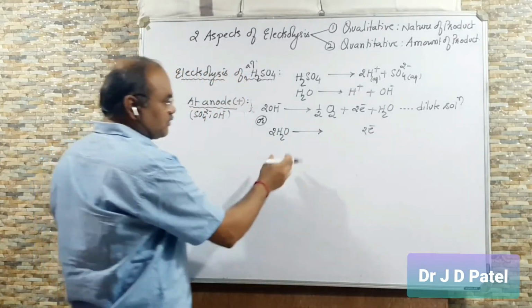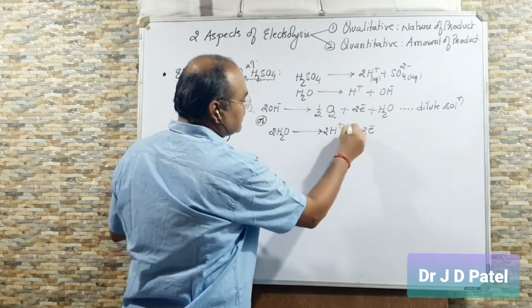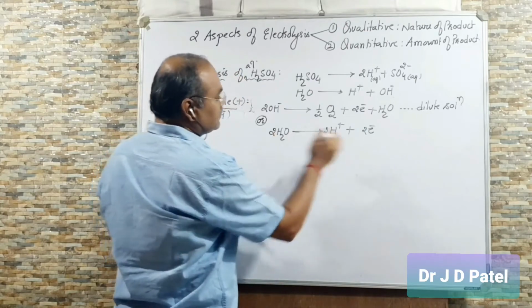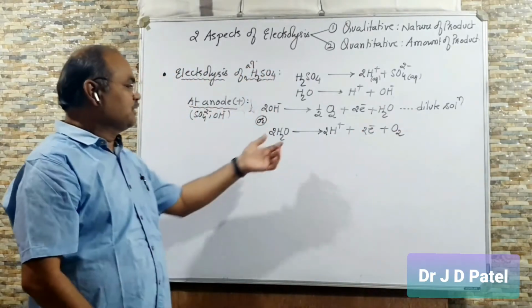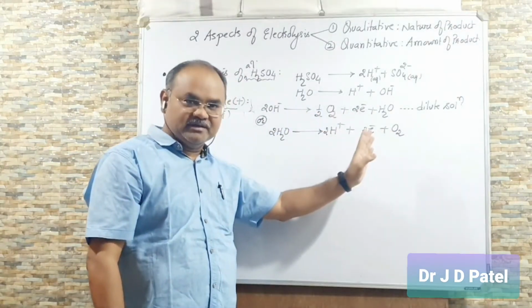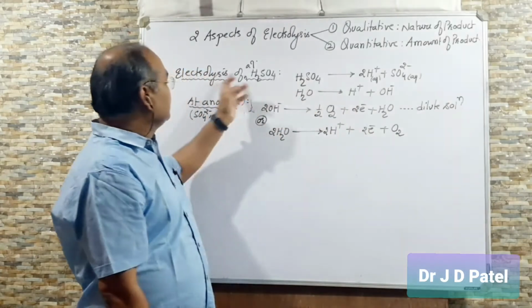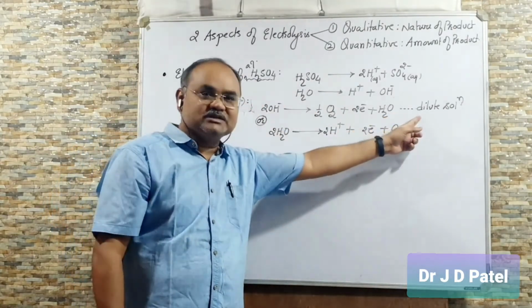And when it loses electrons, you know what it becomes? It becomes H plus. And what is left now? O2 gas. So whether you write this equation or this equation, both are correct. Oxygen gas is obtained by electrolysis of aqueous H2SO4 solution at anode when the solution is dilute.